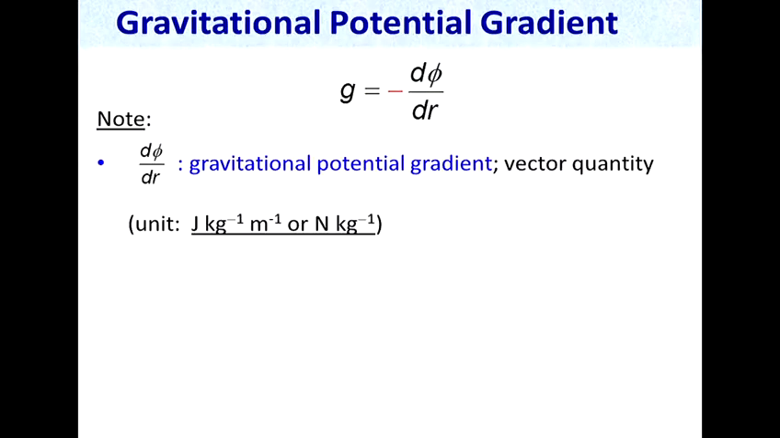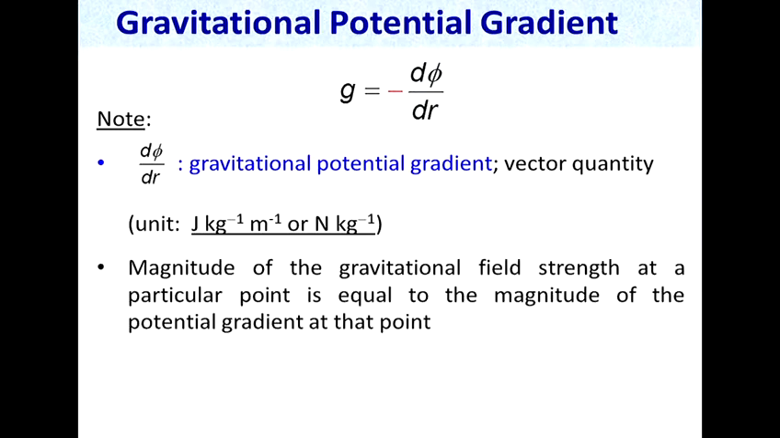Okay, a few things to note. This term, d phi dr, is called gravitational potential gradient. And it is a vector quantity because g is a vector. The magnitude of the field strength at a particular point is equal to the magnitude of the potential gradient at that point. Meaning that if I were to give you a graph of potential against distance, like what we've seen in example 4, then the gradient of the graph gives you the magnitude of the field strength g.